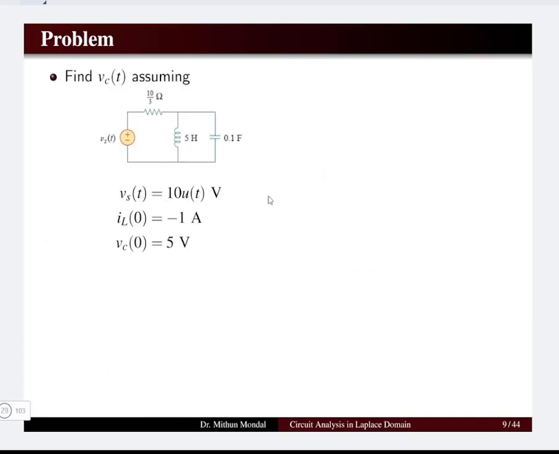One more problem let us see, where we need to determine the capacitor voltage Vc of t. This capacitor is there, assuming that the input voltage Vs of t is 10 u of t, and the current which is present in the inductor at the initial condition is minus 1 ampere, and the voltage which is present across the capacitor is 5 volt at the initial condition for t equal to 0.